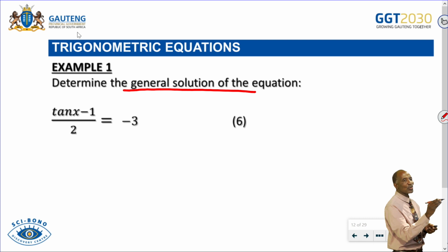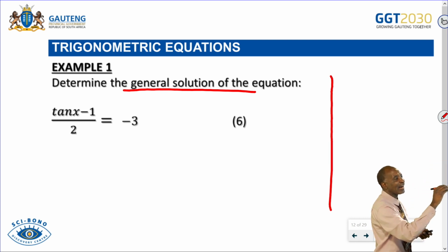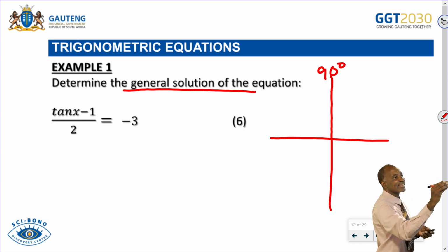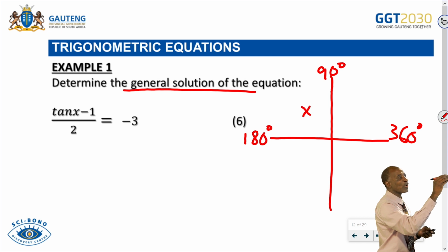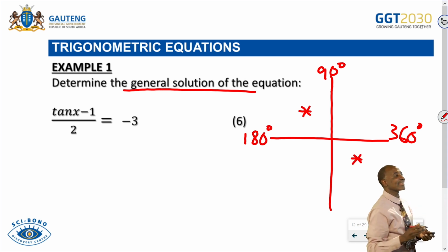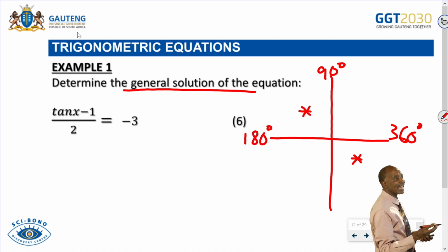To find our solutions, we already said we have our quadrants here, 90, 360, as well as 180 degrees. Then tan is positive in the first and third quadrants, and negative here in the second and in the fourth quadrant there. That's where tan is negative. And your reference angle is 78 degrees.